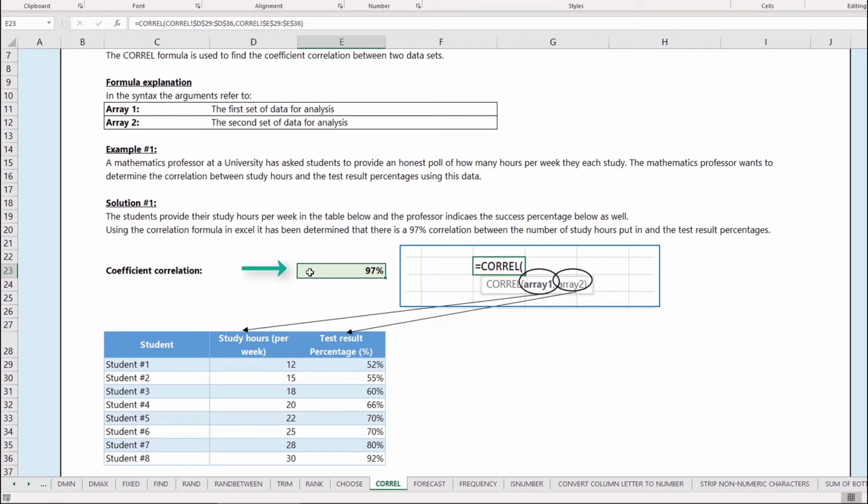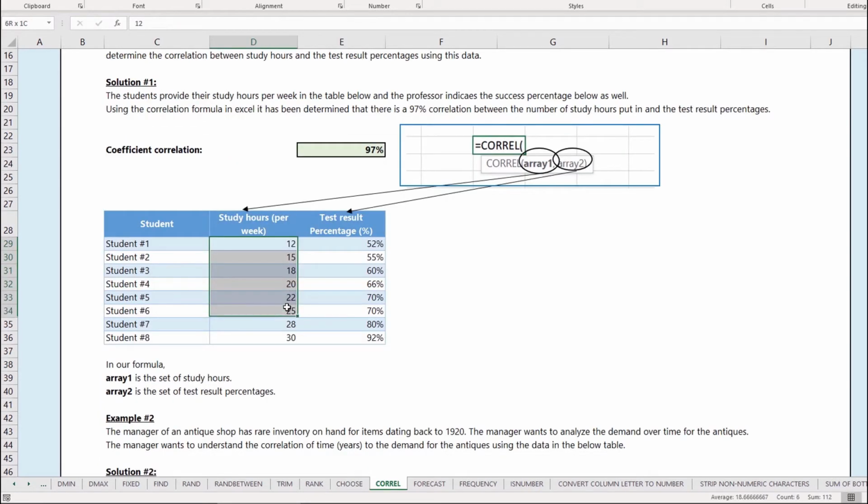And the way in which we can determine that is by applying the Correl formula within Excel. So if we open up cell E23, we can see that it's equals Correl, open parentheses. Then we select the first array, which is the study hours, in cells D29 through D36. And then we separate that with a comma. And then we put in the array for the second table. So we put in E29 through E36, which is the test percentages. When we press enter, we can see that the coefficient correlation between the two is 97%.